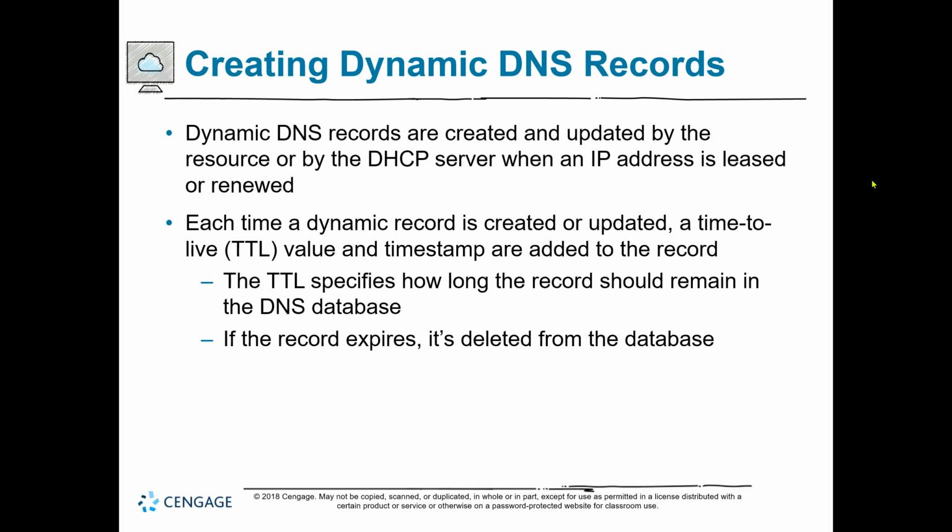Okay. Creating dynamic DNS records. Dynamic DNS records are created and updated by the resource or by the DHCP server when an IP address is leased or renewed. Each time a dynamic record is created or updated, a time to live or TTL value and timestamp are added to the record. The TTL specifies how long the record should remain in the DNS database. If the record expires, it's deleted from the database.